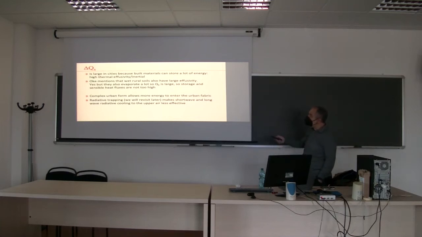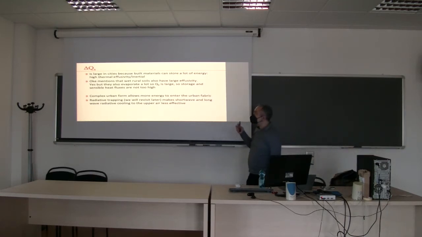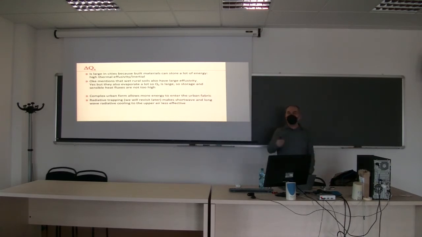Now, to talk a little bit more about the storage term, it is large in cities because built material can store a lot of energy because of the high thermal effusivity or inertia or admittance. It has different names, it's the same quantity. So this is the square root of kappa rho Cp, or actually the square root of kappa Cp only. So this is the effusivity. I call it effusivity. Oke's book called it admittance, often it's called thermal inertia.